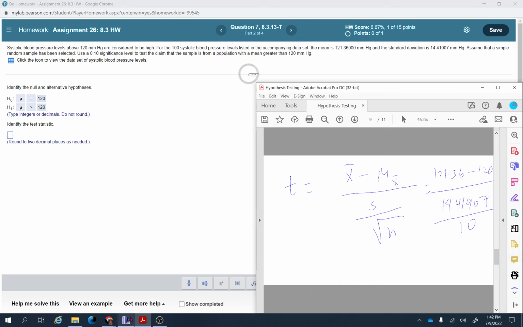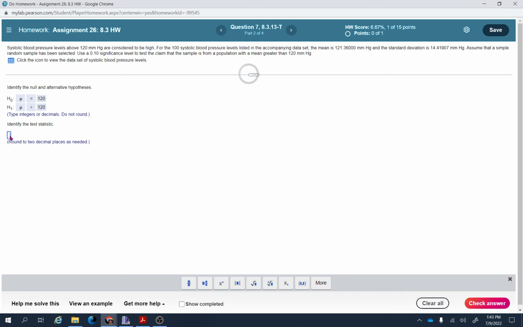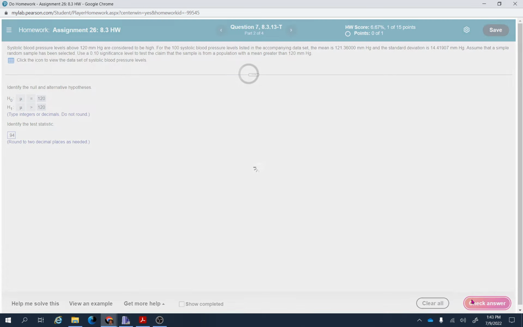If you just use your calculator, let me clear this: 121.36 minus 120 divided by 14.41907 divided by the square root of n, which is 10 in this case, parenthesis close, and then hit enter. That is our t value, which is 0.94. If you round it to 2 decimal places, it's 0.94. Okay, that's our t value.